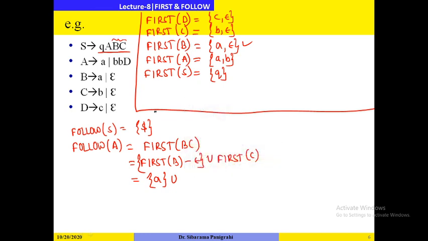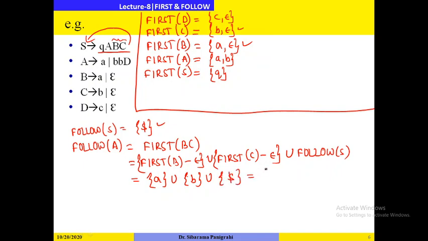Okay. So first of C minus epsilon. So first of C again contains epsilon. So what you will do? First of C minus epsilon union. I have already told you, if you are getting an epsilon over here, you will include the follow of S. So union follow of S. So A union first of C minus epsilon is B. Union follow of S is dollar. So here you will get dollar. So now what you will get in follow of A? You will get A, B and dollar.